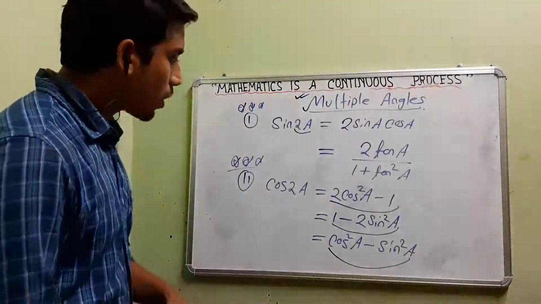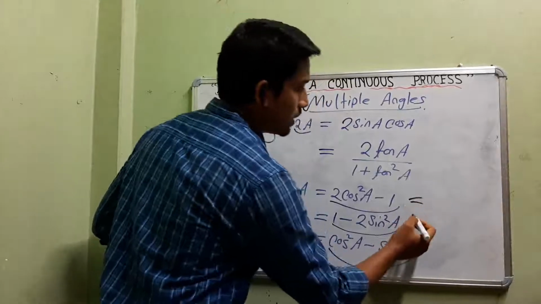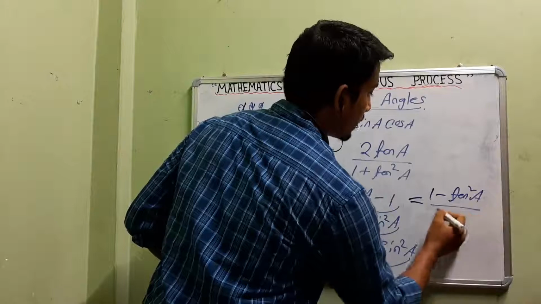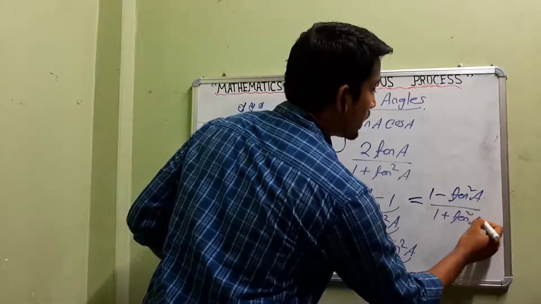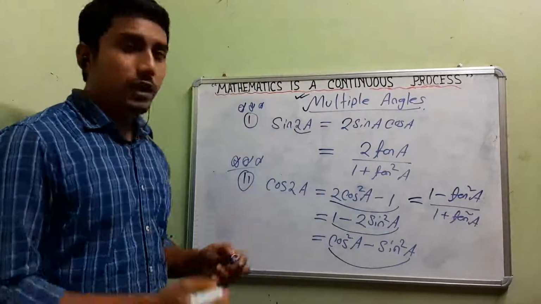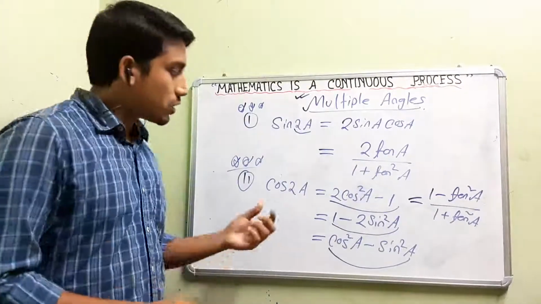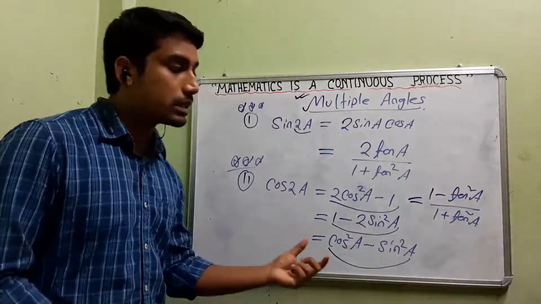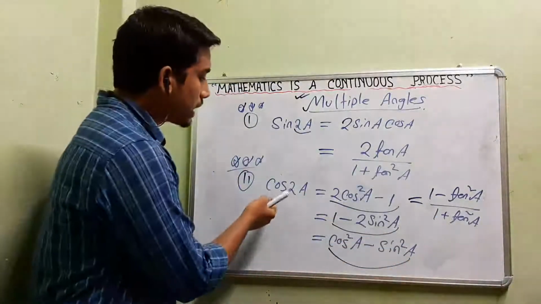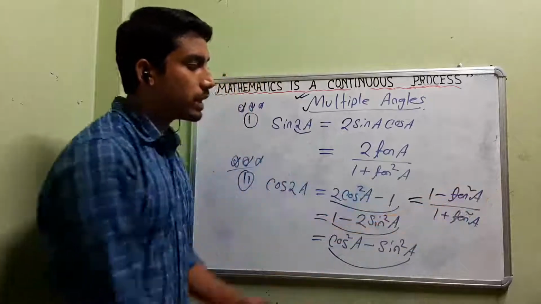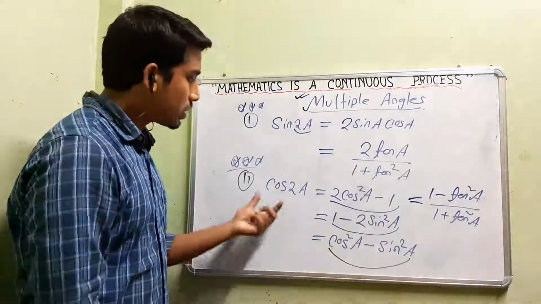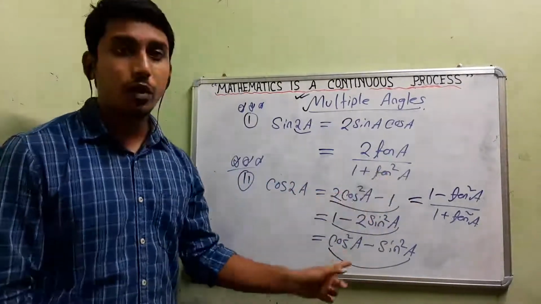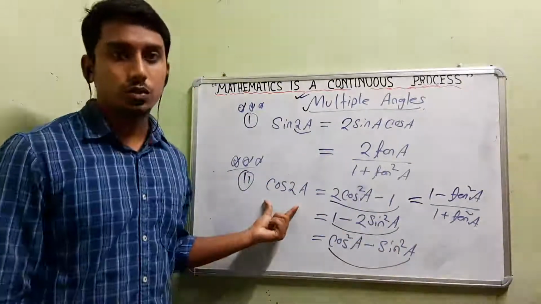So there is one more format of cos 2A: 1 minus tan square A divided by 1 plus tan square A. If someone asks you to write cos 2A in terms of tan A, how to write? We write directly cos 2A is equal to 1 minus tan square A divided by 1 plus tan square A. Similarly, cos 2A is equal to this one, or this one, or this one, or this one. I have given 4 formats for cos 2A.